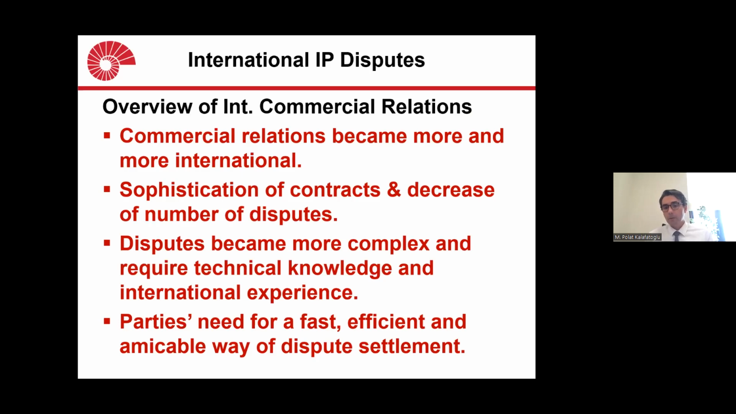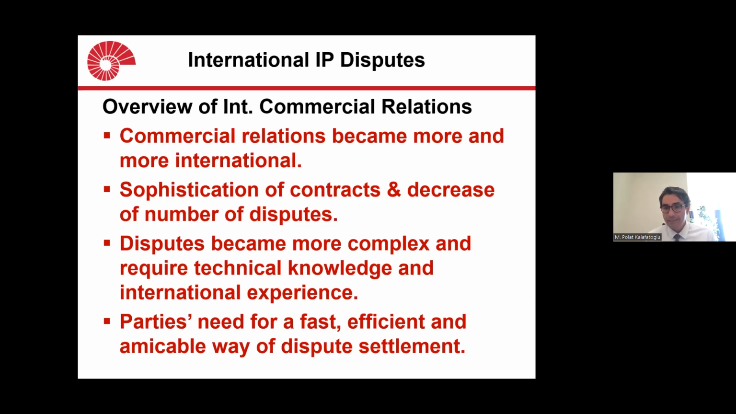nowadays, commercial relations become more and more international. It is nowadays never unusual for a company to do trade with a foreign company, to sign a contract with a foreign element. Okay, so this is the result of the developments in the fields of communication and transportation.